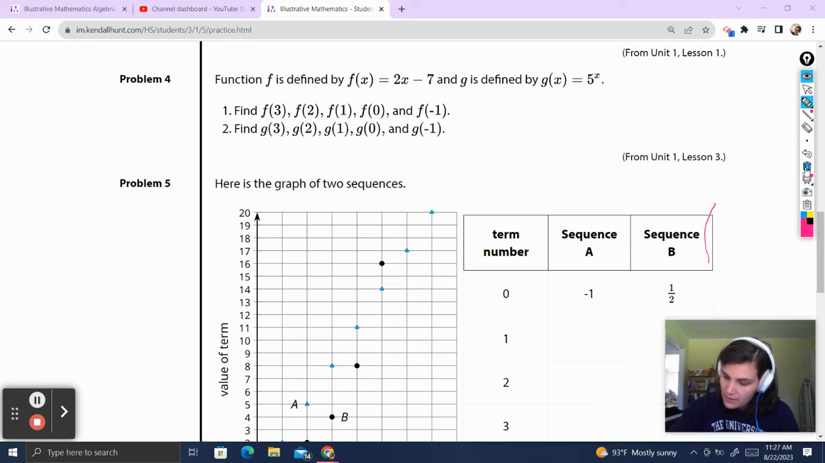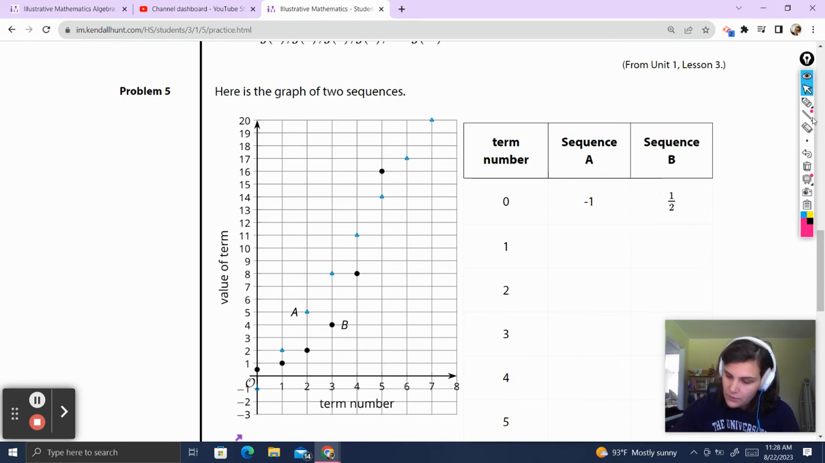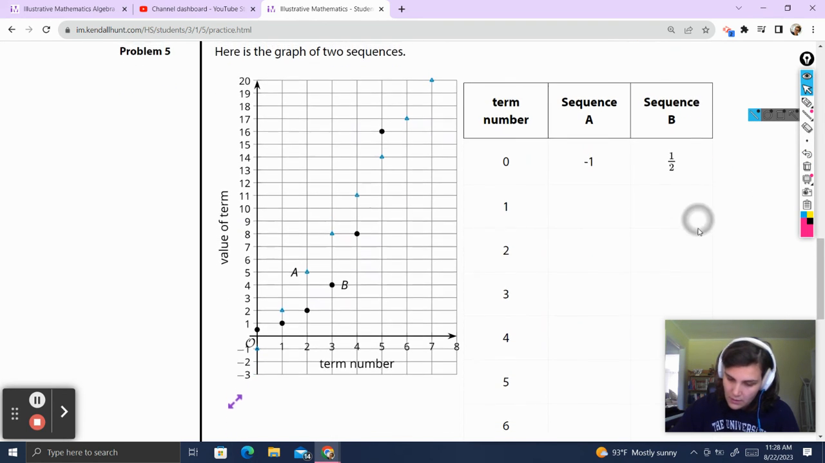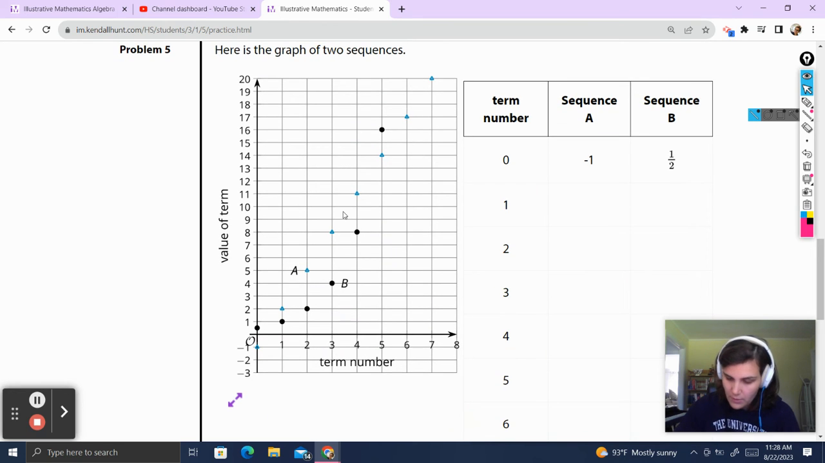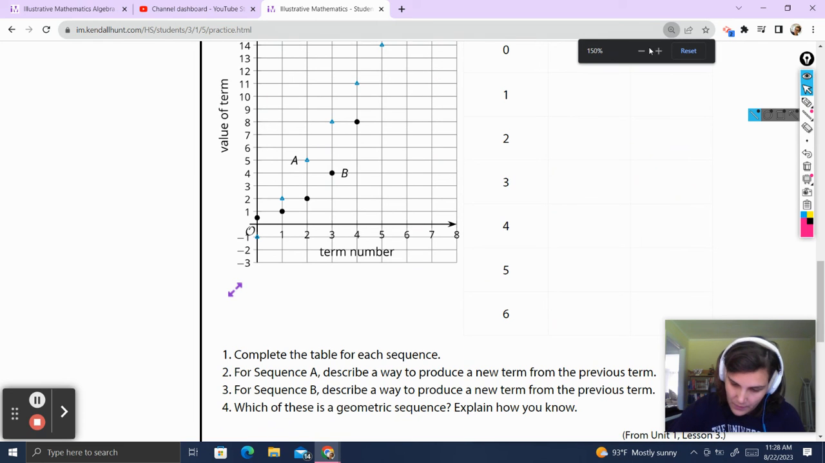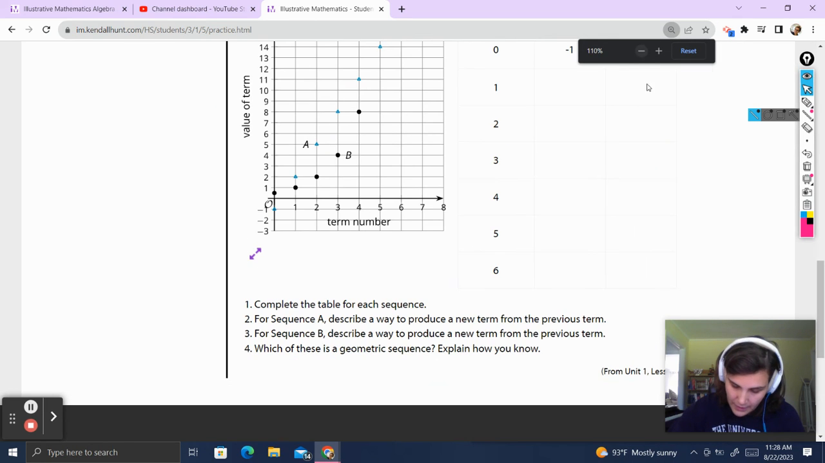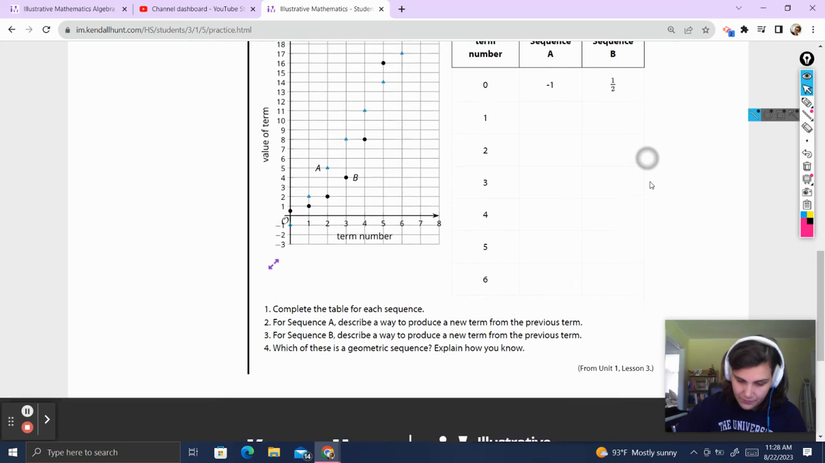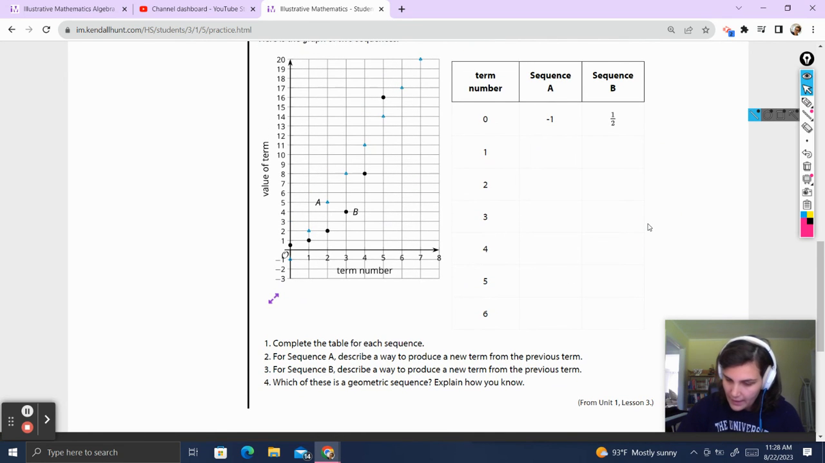Problem 5. Here's a graph of two sequences. So we've got the triangles that represent one of our sequences, and we have the black dots that represent our other sequence. Complete the table for each sequence. Okay, well, let's go ahead and see what we've got. We have term number. So for 0, sequence A is negative 1, and sequence B is 1/2.